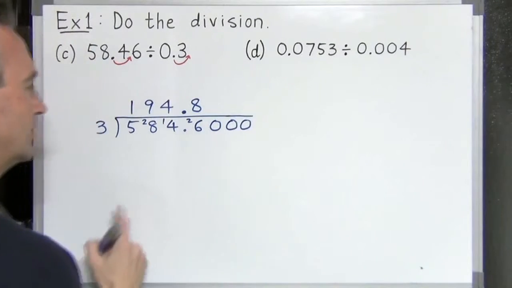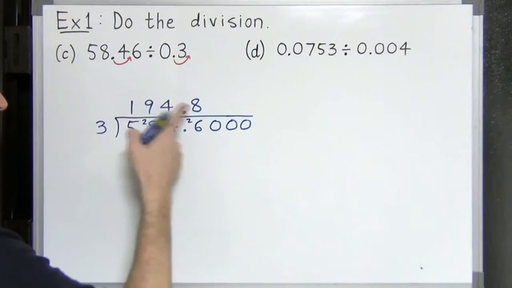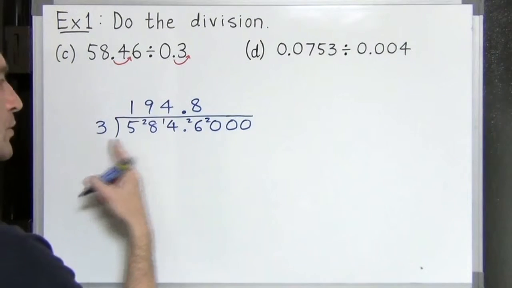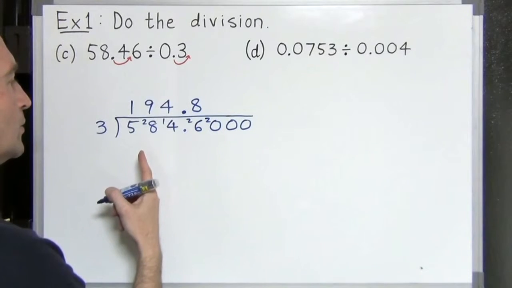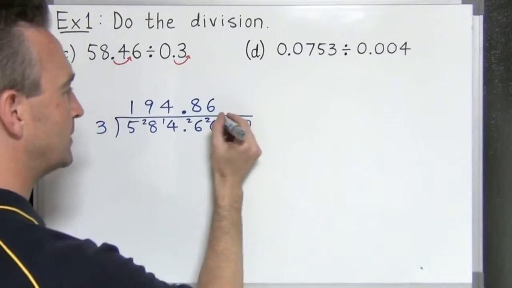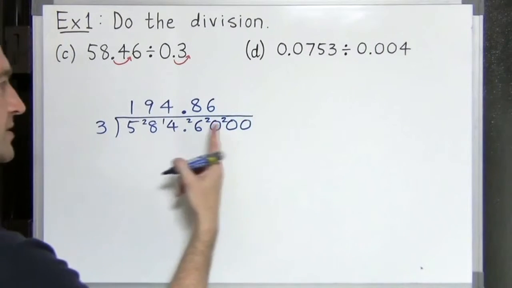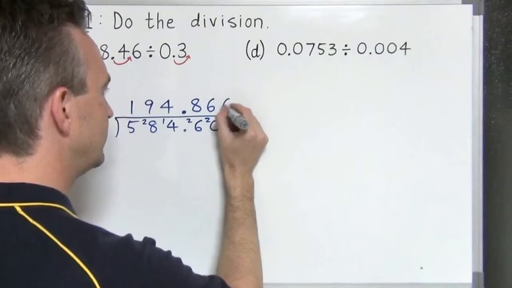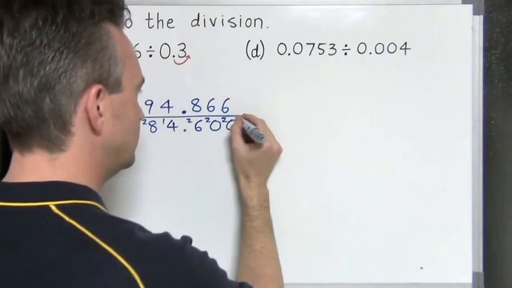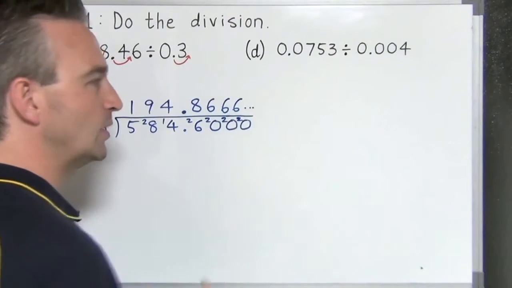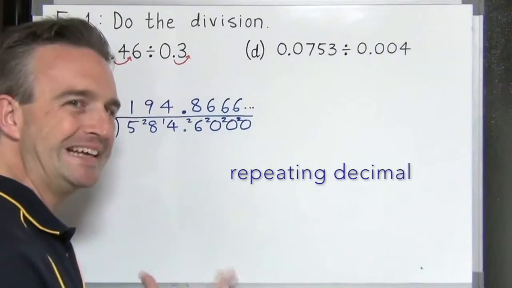Fingers crossed that's enough. Let's do that again. 3 8s are 24, from 26 leaves a remainder of 2. 3 into 20. 3 6s are 18. 18 from 20 leaves a remainder of 2. 3 into 20. 3 6s are 18, leaving a remainder of 2. Uh-oh, this is just going to keep going on forever. 6, 2, 6, 2. We have a recurring decimal or a repeating decimal.